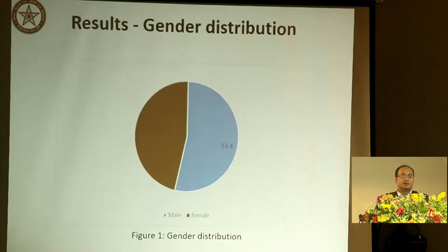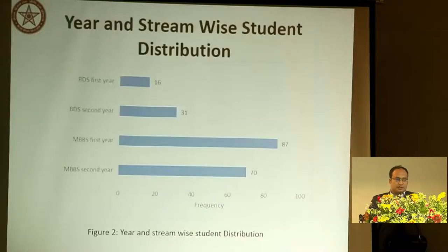So out of 238 students who were contacted, only 204 gave the response. Out of 204, 109 students were male, that is 53.4%, and 95 students were female, that is 46.6%. Among the 204 students, 157 students were from MBBS, out of which 87 were from MBBS first year and 70 were from MBBS second year. Similarly, 47 students were from BDS, out of which 16 were from first year and 31 were from second year.